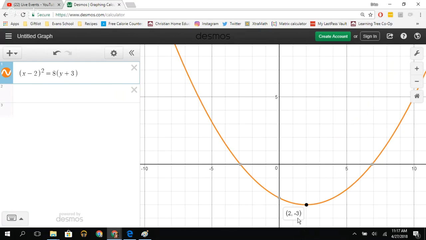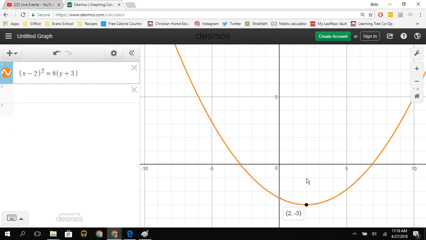Okay. You can also find the, sorry, I'm having a little mind blank. You can also find the focus point, right? So 4 times p equals 8. So that means that p equals 2. So instead of your focus point being at 0, 2, your focus is going to be 2 spaces up. So your focus point is actually going to be at 2, -1 for this.